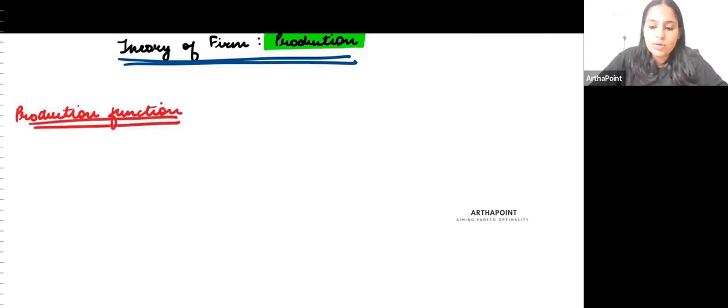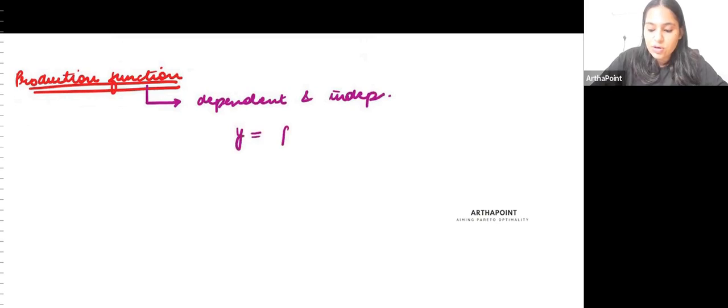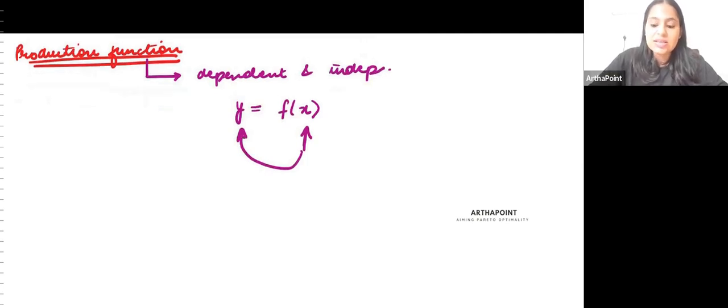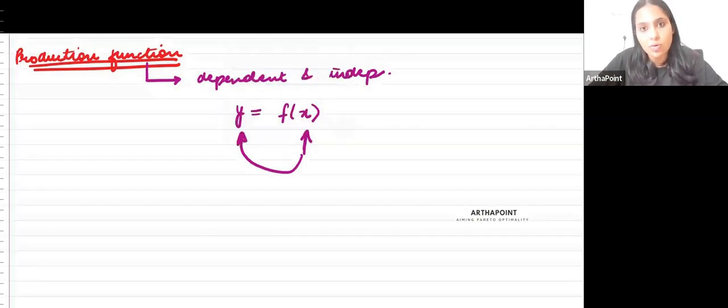First of all, mathematically speaking, a function is a relationship between dependent and independent variables. So when I say y is a function of x, it means as I vary x, it is going to vary y. So when I say that I am talking about a production function, I am saying that it is a functional relationship between input and output.